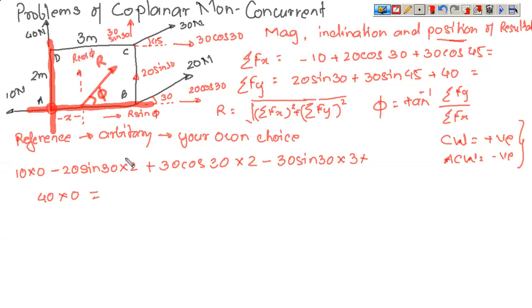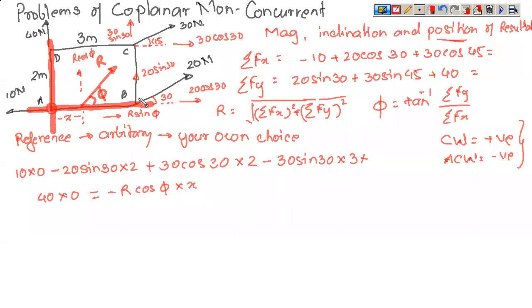So r sin phi lies on AB. They are parallel, but they do not have perpendicular distance between them. R cos phi lies at a distance of x. So this is r cos phi multiplied by x. Now the nature: it is parallel to AD. It has to move in anti-clockwise direction so that it approaches AD. So this is minus.